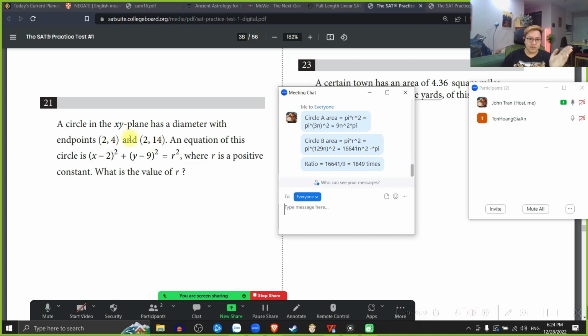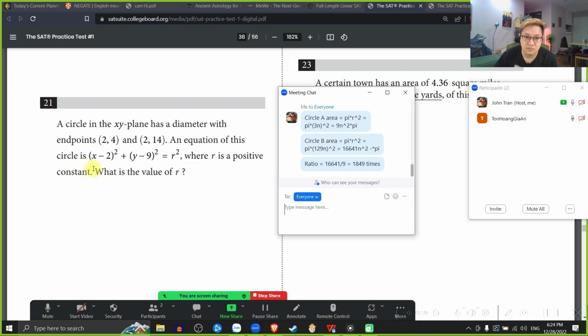Just take these two values and take the difference between them. So 14 minus 4 is 10. The difference between 14 and 4 is 10 units. So that is the diameter, exactly the length of the diameter. 10 units. So divide by 2, it's 5. So the radius r is 5. You don't even need this equation of the circle.